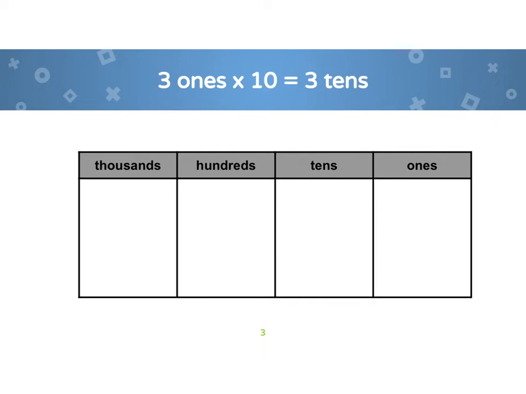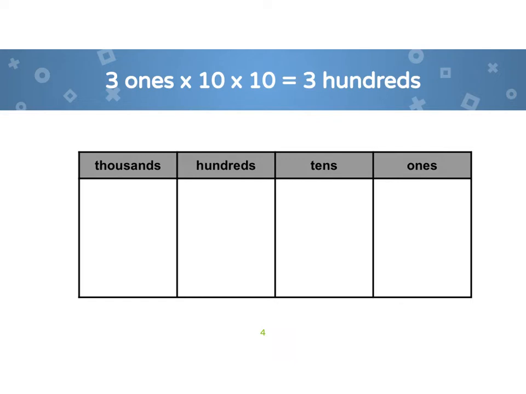We have 3 ones, and if we multiply 3 ones times 10, we are going to get 3 tens, or we can say 30 if we were writing it in standard form.